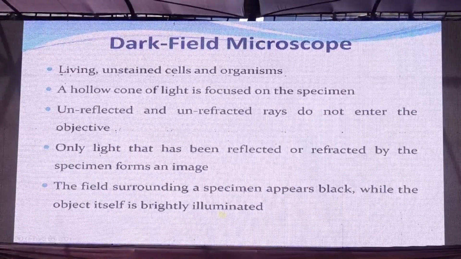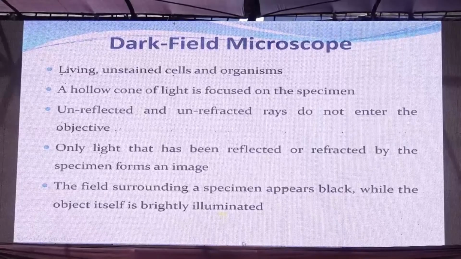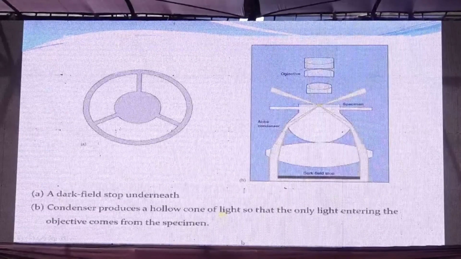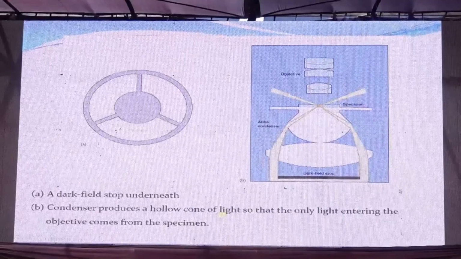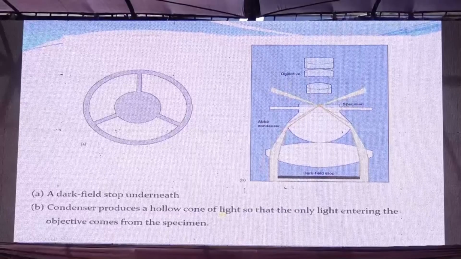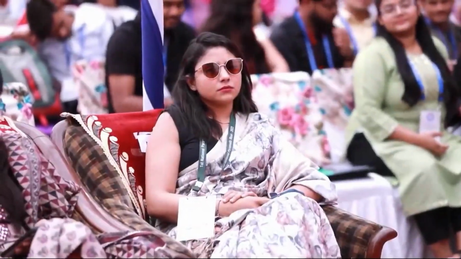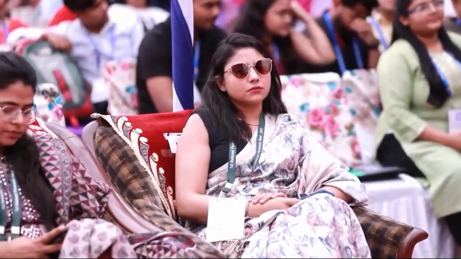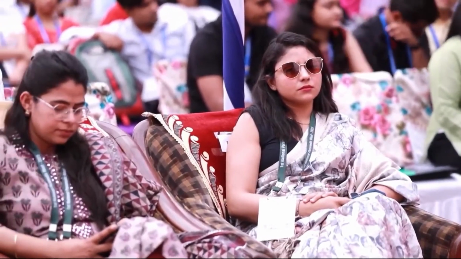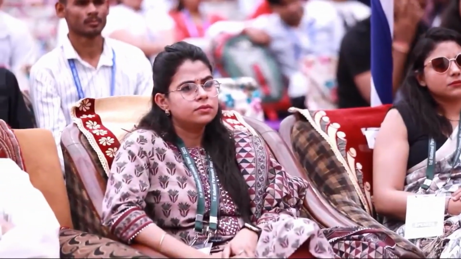The field surrounding the specimen appears dark, while the object itself is brightly illuminated, because the light that enters the hollow tube is the light that passes through the specimen, not through the background. So the background is dark, while your specimen is brightly illuminated. In bright field, it is just the opposite.